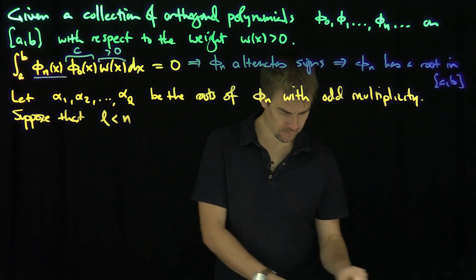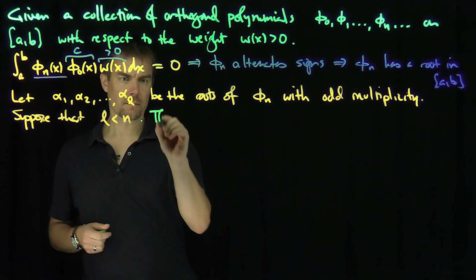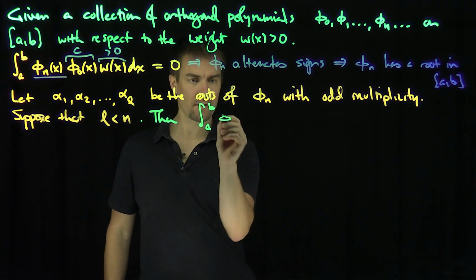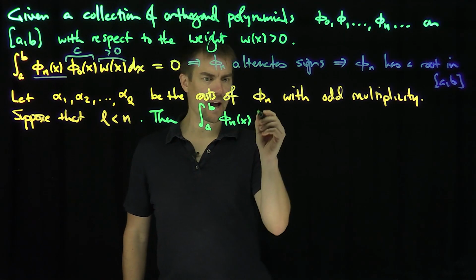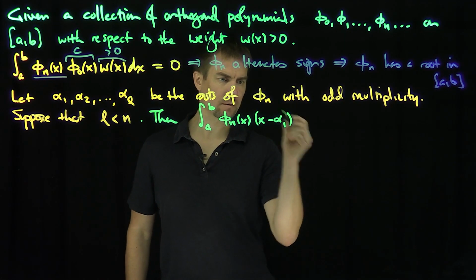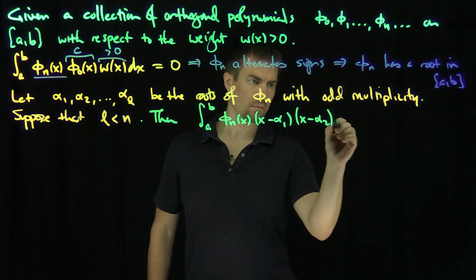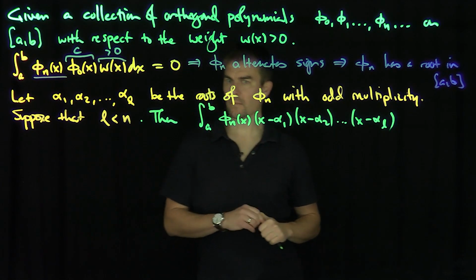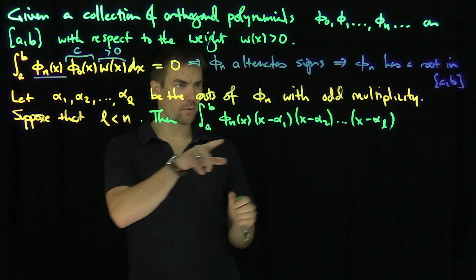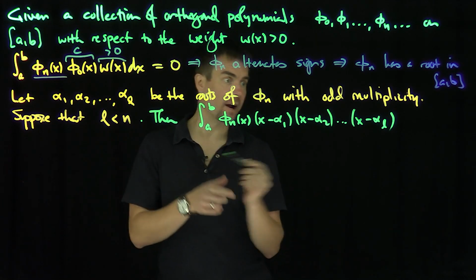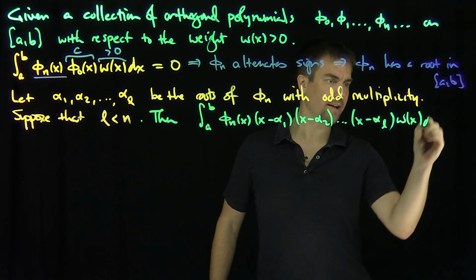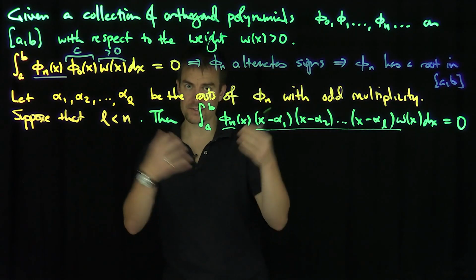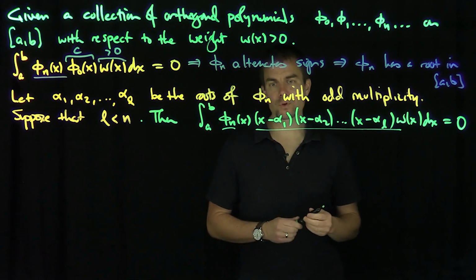Then the integral from a to b of phi n, times x minus alpha 1, x minus alpha 2, ..., x minus alpha L, which is a polynomial of degree L, less than n, times w of x dx, has to be 0, because I know that phi n is orthogonal to polynomials of degree L, because L is less than n. But now, of course, what's happening over here?